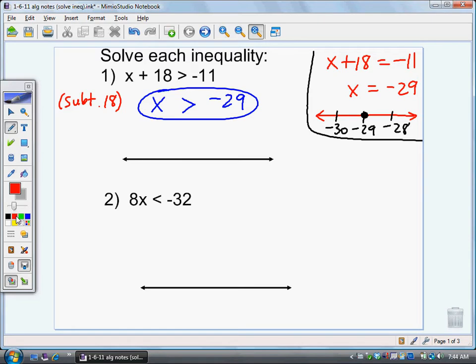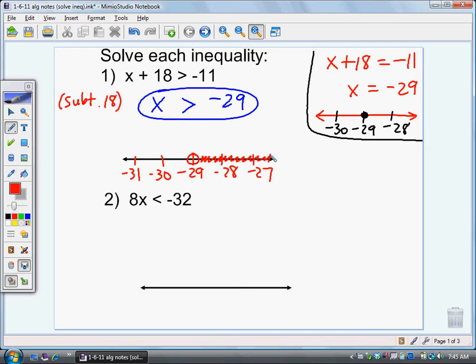And so when I go to show my solution on the number line, what I generally do is put the number negative 29 right in the middle, and then put a couple of numbers to the right that are bigger, negative 28, negative 27, and then a couple of numbers smaller. And I just show this part of the number line. In this one, I don't put a dot on negative 29 because negative 29 is not greater than negative 29. I put an open dot. And then the numbers that are greater than negative 29 are all the numbers to the right.